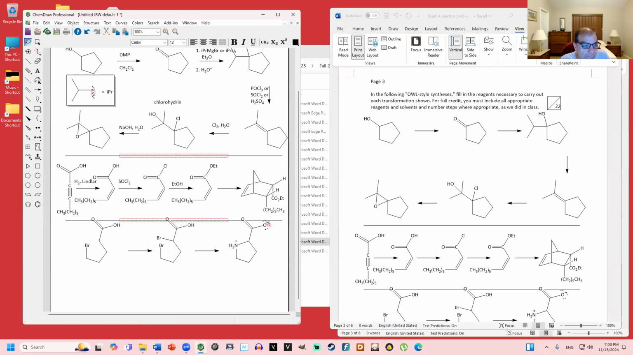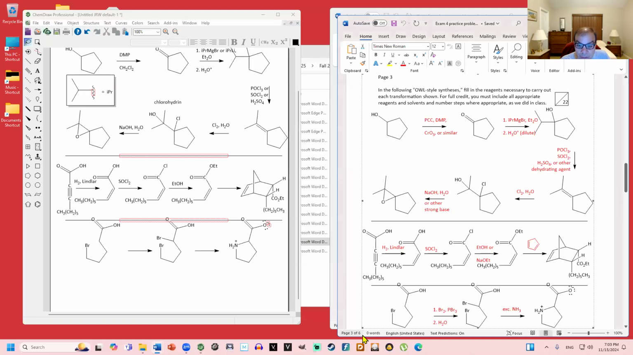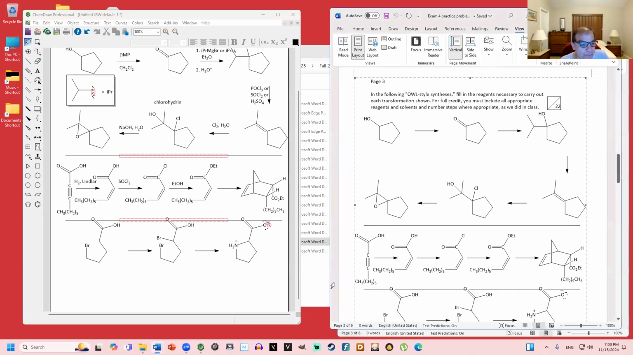You could also do it under alkaline conditions and treat this with sodium ethoxide and ethanol. Either way, you will get the ethyl ester. So that's a chapter 21 reaction. This is all good review for the final exam as well. And then the change from here to here, we seem to have done a cyclization.